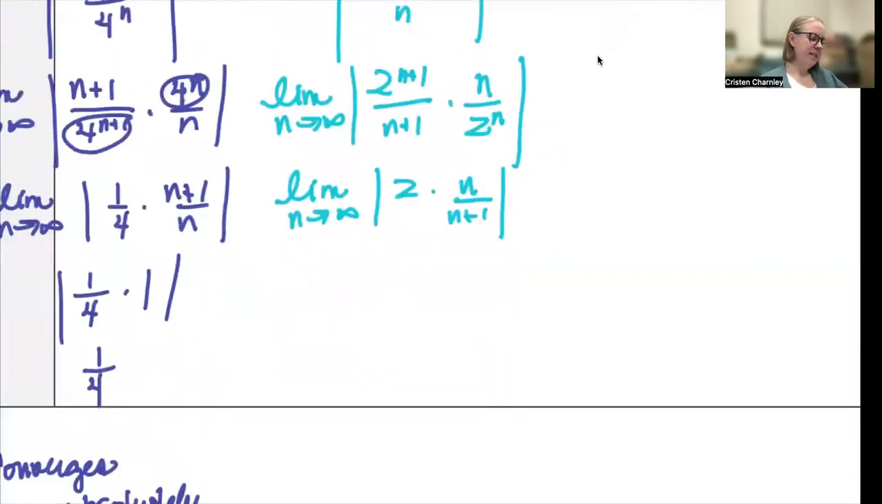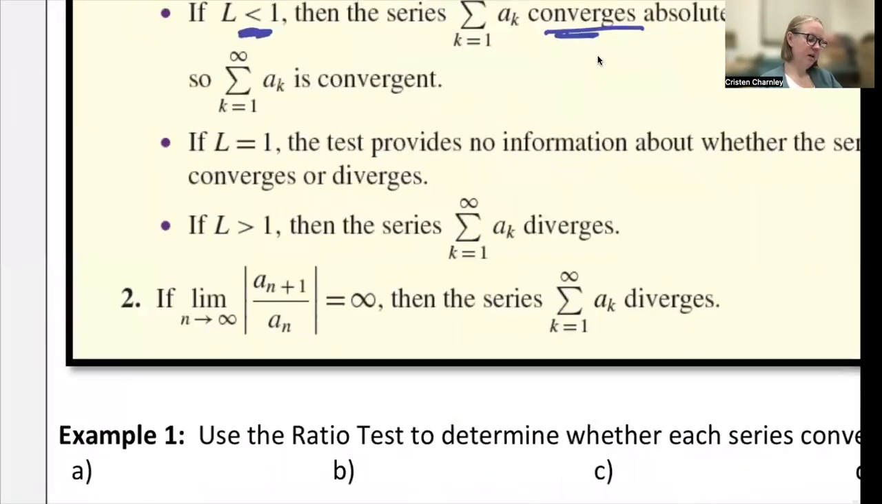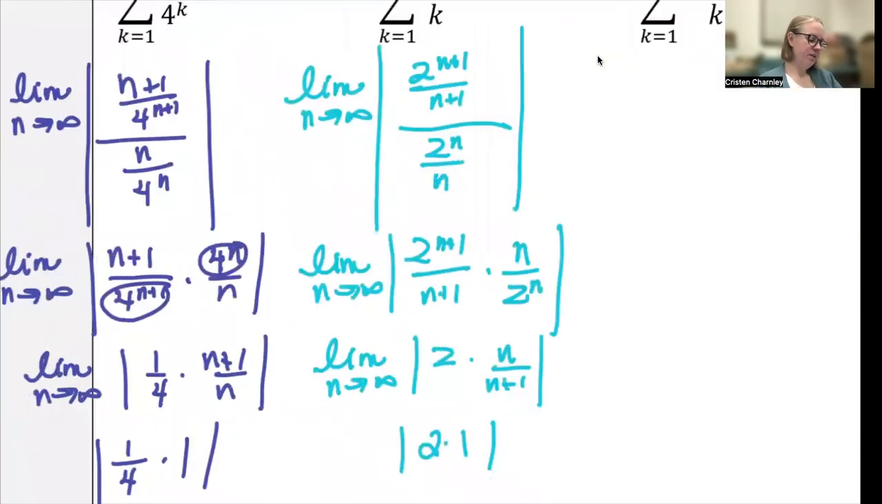Again, if I put infinity in place of n, infinity over infinity is indeterminate. So that's not too helpful. So we can use L'Hopital. The derivative of n is 1. The derivative of n plus 1 is 1. So I'm left with 2 times 1. Now, 2 is greater than 1. So we're going to come down here. 2 is greater than 1. So we say the series diverges.